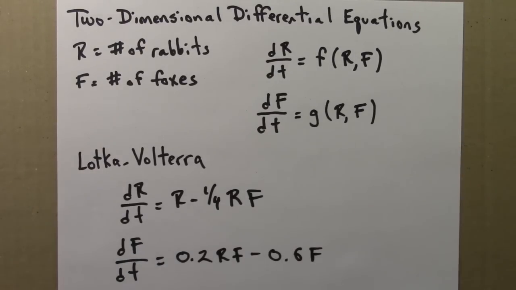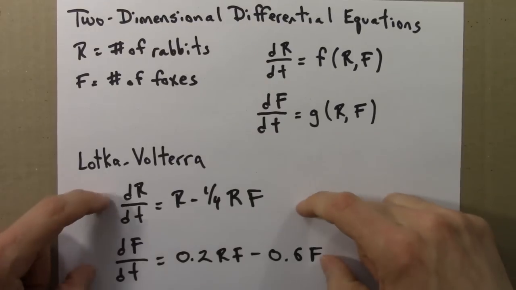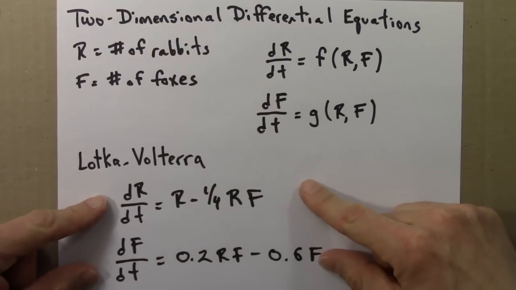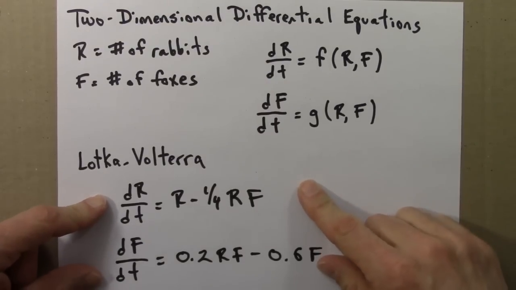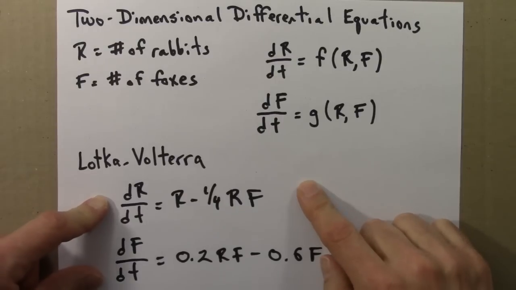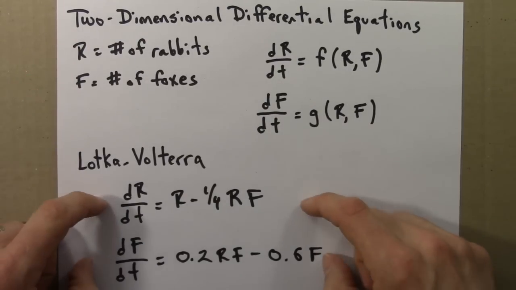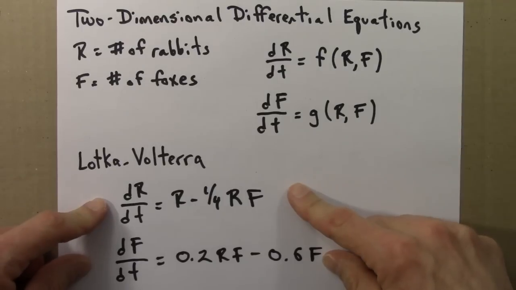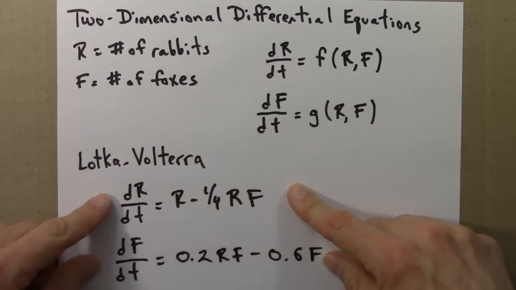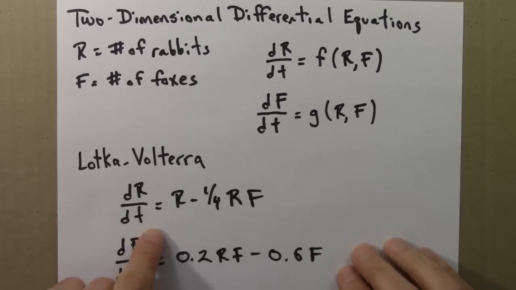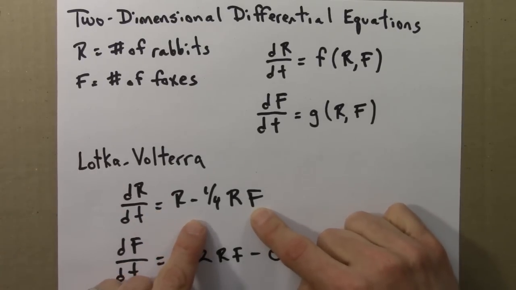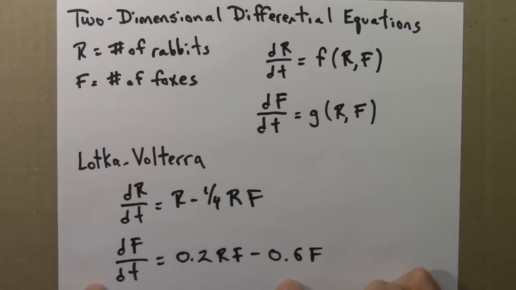Okay, so before we analyze solutions to this, let me again highlight that this is a dynamical system. Now we're trying to keep track of two things, the population of rabbits and the population of foxes, and this is a rule that tells us how the rabbits and foxes change over time. This says that to know how the rabbits change, I need to know the rabbits and foxes, and then to know how the foxes change, I need to know the number of rabbits and the number of foxes.